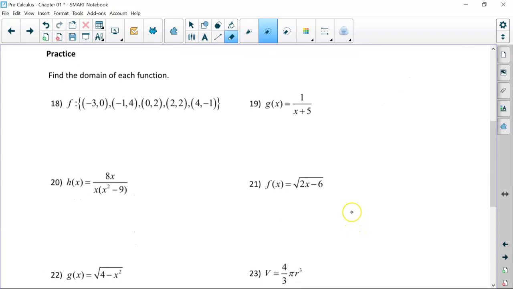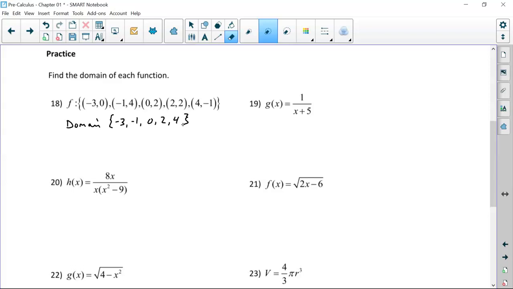For number 8, it's a weird problem because it's just a set of ordered pairs. It's not like all the other continuous functions. So our domain is just our input values, our x values, in numerical order, no repeats. So negative 3, negative 1, 0, 2, and 4. That's our domain.